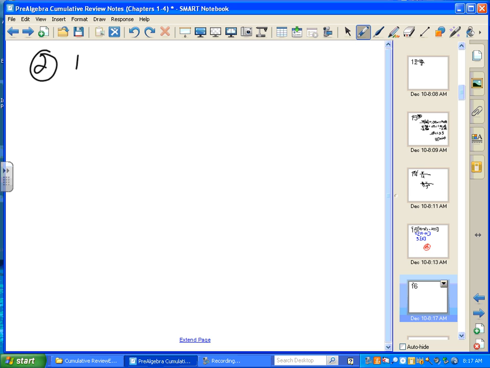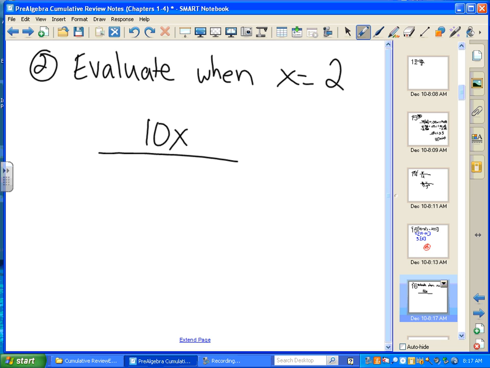Okay, you are going to evaluate the expression I give you when x equals 2. Here's what it looks like. 10x over 2, and then x plus 2. So evaluate when x is 2. Leave your answer as a simplified fraction. We'll go over it in a minute. I prefer a simplified fraction. Well, yeah, you're good. I mean, I can check it either way. Good.